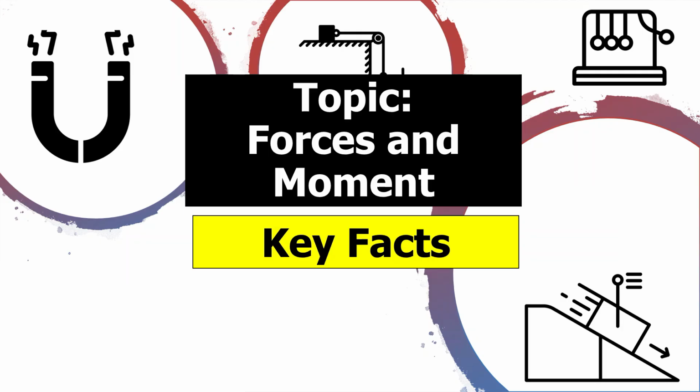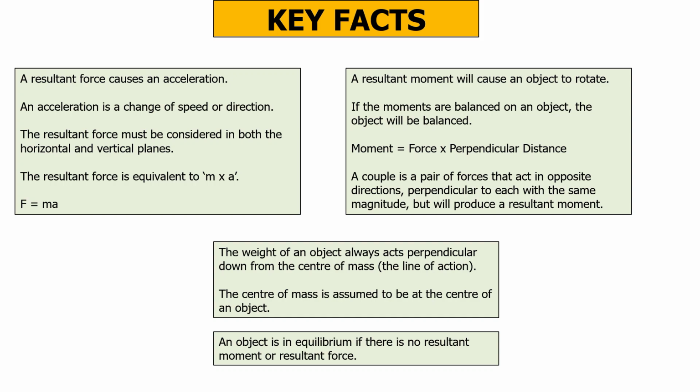So in this revision session, we're going to be looking at forces and moments. So what are the key facts to do with this? Well, a resultant force causes an acceleration. An acceleration is a change of speed or direction. The resultant force must be considered in both horizontal and vertical planes. The resultant force is equivalent to mass times acceleration, which is Newton's second law of motion, F equals ma.